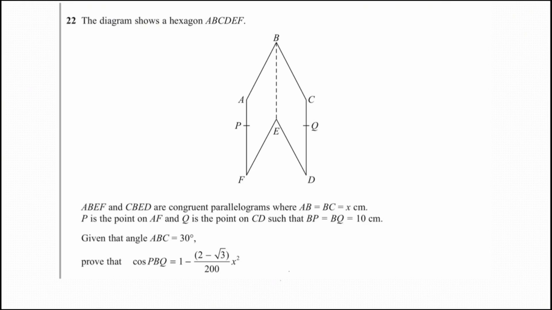And here we've got a hexagon, A, B, C, D, E, F. And already we know that AB equals BC and they are both equal to X. So we can already mark this on the diagram. But we also know that BP is equal to BQ, which is 10. And we also know that the angle ABC is equal to 30 degrees. So let's also quickly mark this.